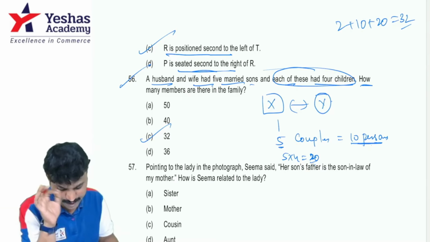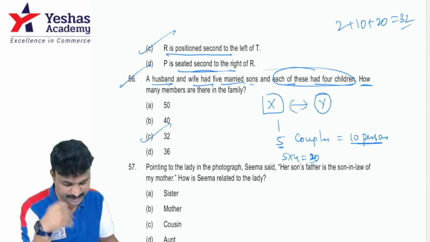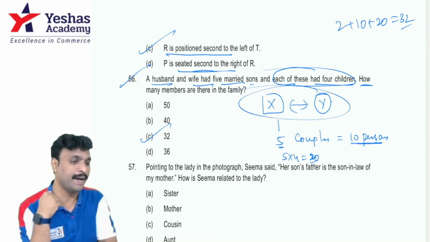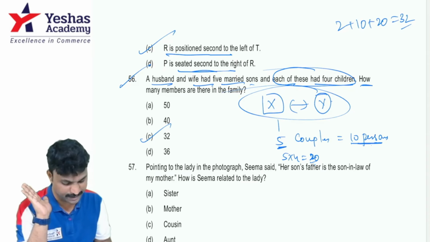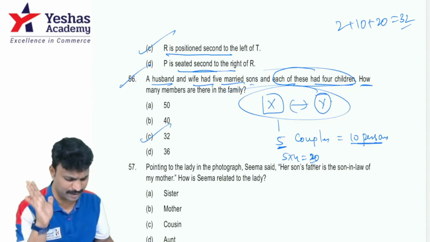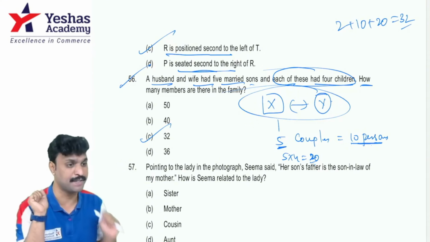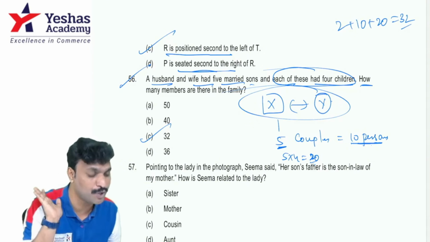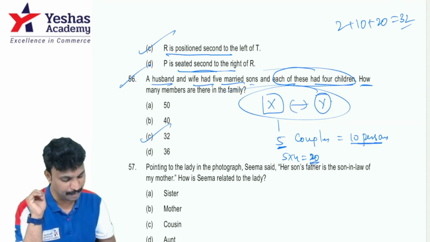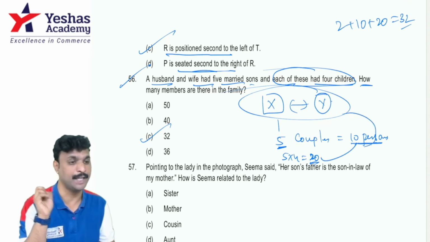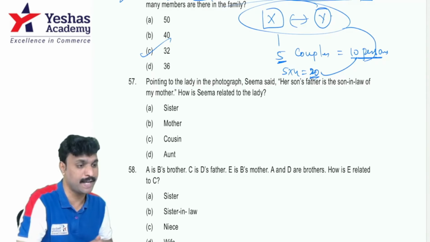A husband and a wife had 5 married sons. These 2 are the 2 people who are having 5 sons. 5 sons are married, which means obviously 5 couples. That means 10 persons, right? And each of the couple had 4 children. 5 fours are 20. That means 20 plus 10, 30, 30 plus 2, 32. So 32 are the number of persons in that family.